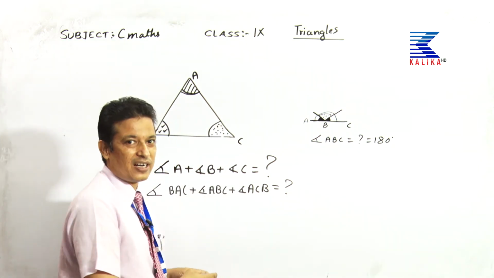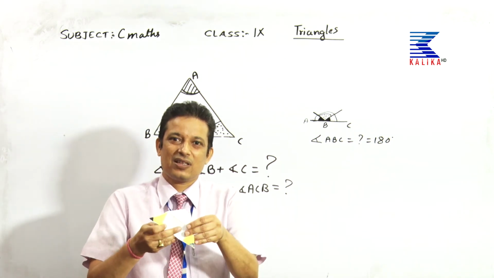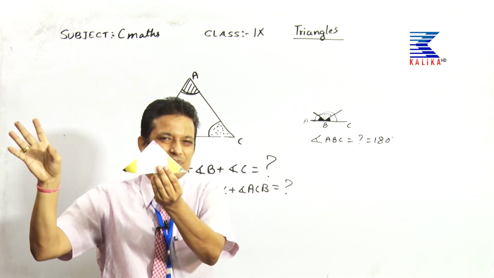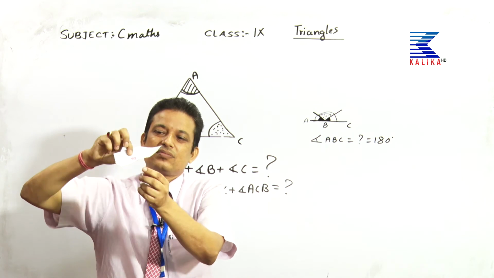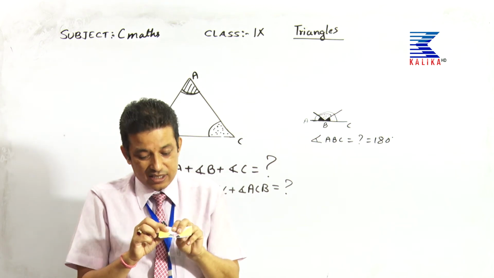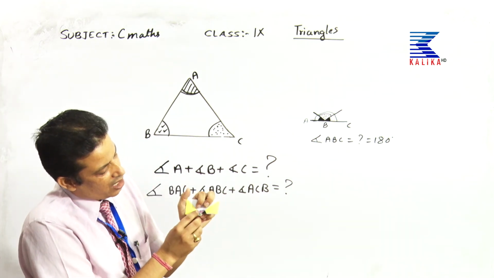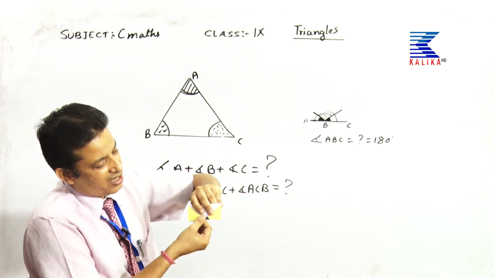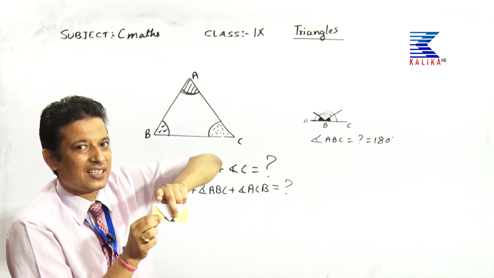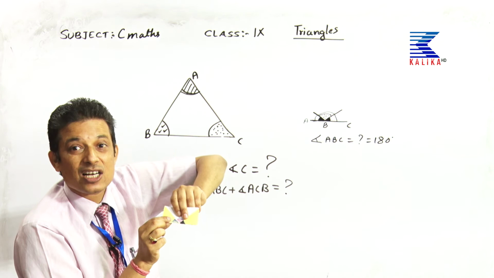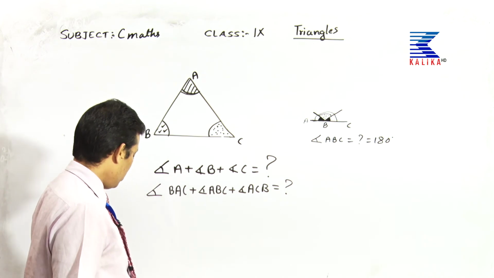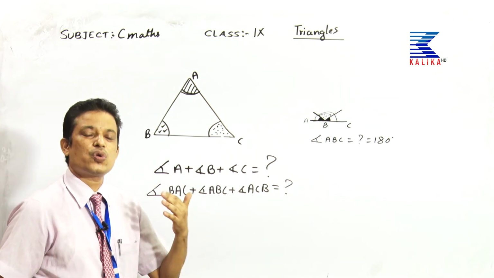triangle is 180 degree. By paper folding method, simply let me revise: cut a piece of paper in any triangular form, fold it and arrange all 3 angles at a point, and you can see these 3 angles, angle number 1, 2, 3, they will form a straight angle, and hence we can verify, dear student, we can say that the sum of 3 angles of a triangle is 180 degree.